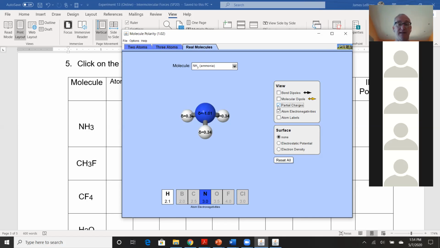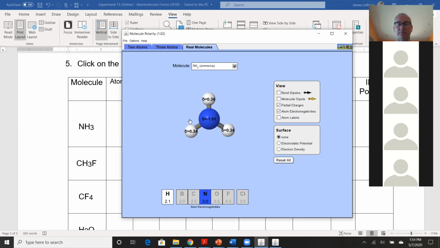In fact, you can see that the partial negative charge on nitrogen is slightly more than 1. So it has the same amount of charge on it as an ion. So that's why ammonia is so polar. It's even more polar than water, because it has this full charge on it. Oh, you move it around.